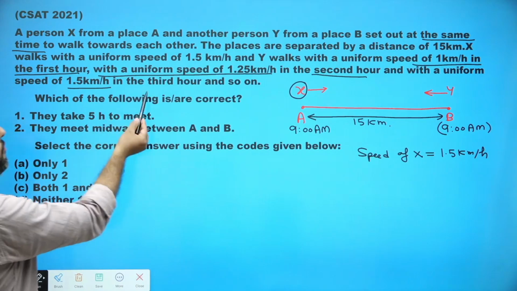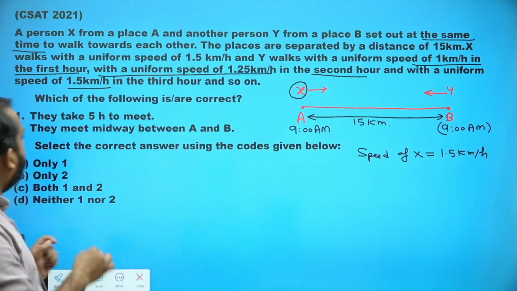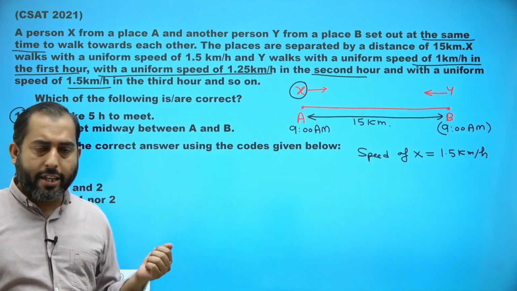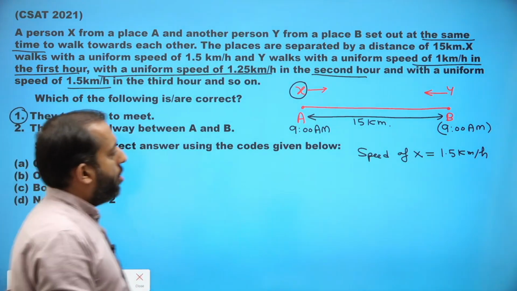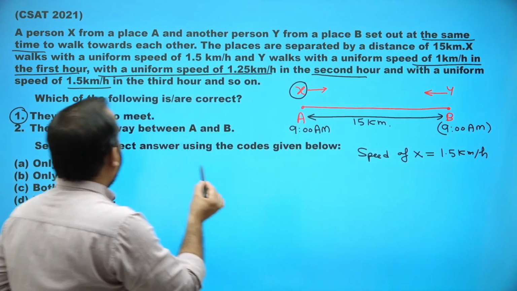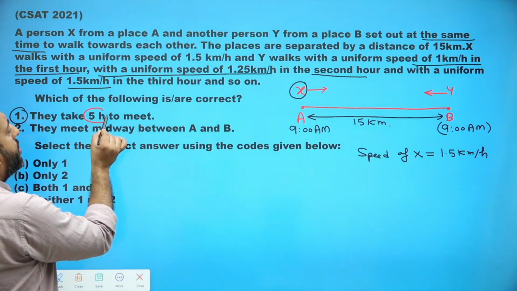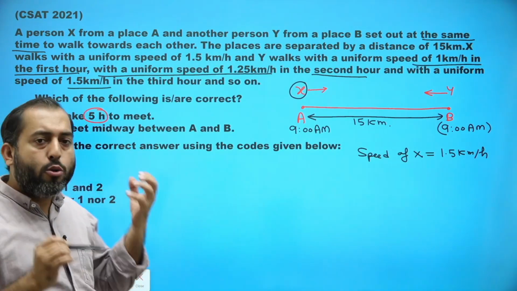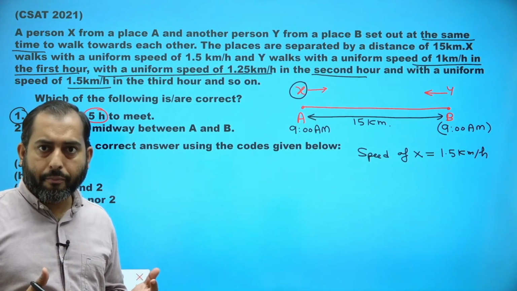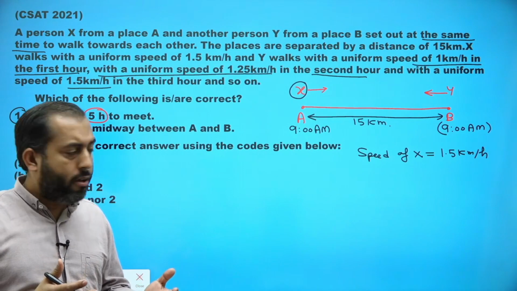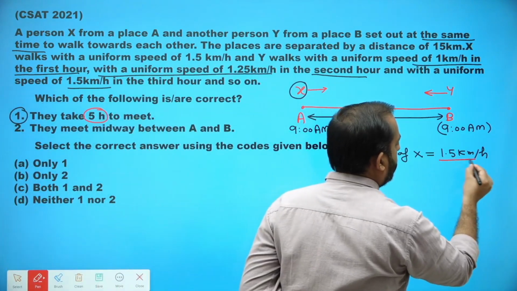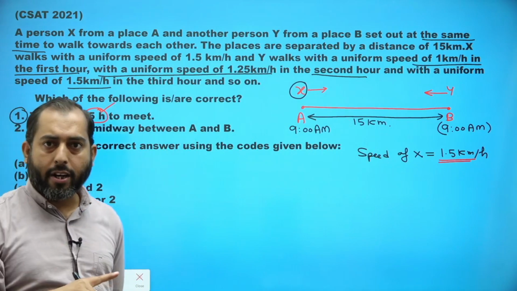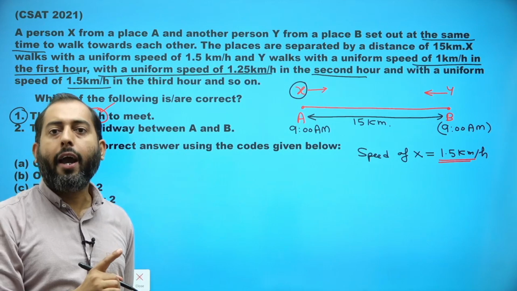Next: which of the following is or are correct? Statement 1: they take 5 hours to meet. So let's verify this statement. They take 5 hours to meet. It means after 5 hours we should know the distance traveled by X and the distance traveled by Y also. The speed of X is given to us, and as per statement 1, the time taken by X should be 5 hours. So let's find out the distance covered by X.